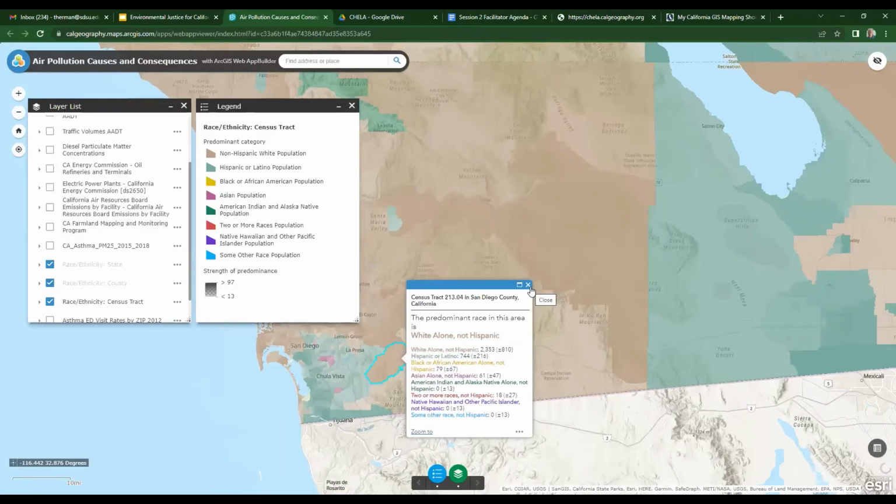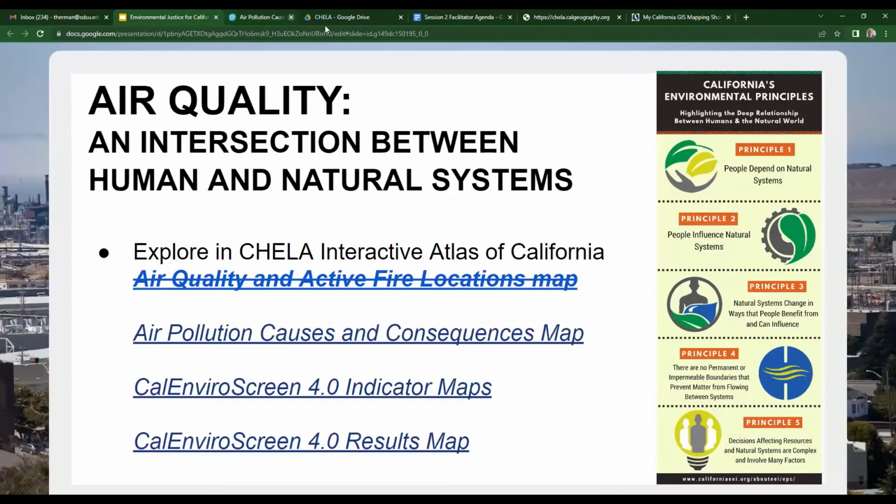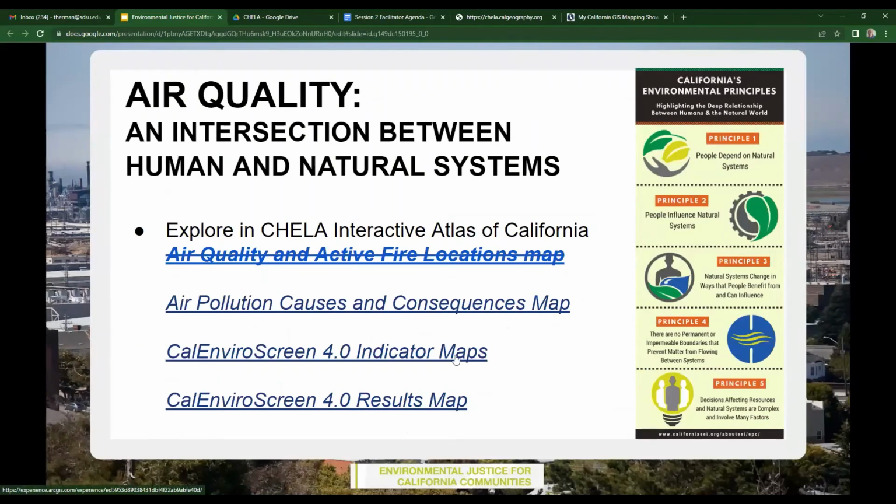So I'm going to jump off of this map because some of the more interesting layers aren't appearing. And I'm going to just show you that I put a couple other maps on here. Now the links are going directly to the maps. All of these maps are linked on our Cella Interactive Environmental Atlas. So you can find all these maps by going to the Cella website.